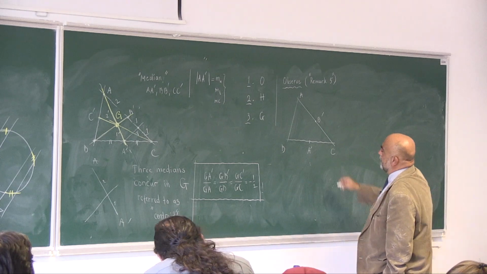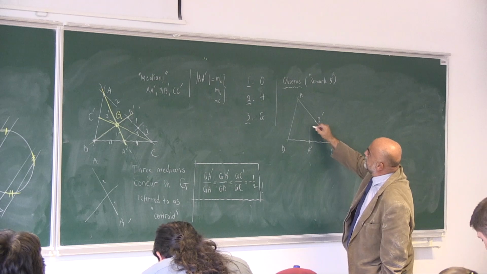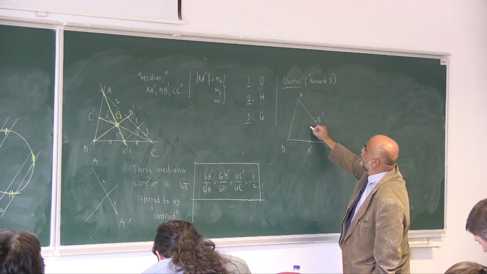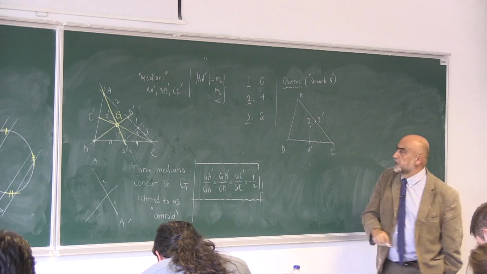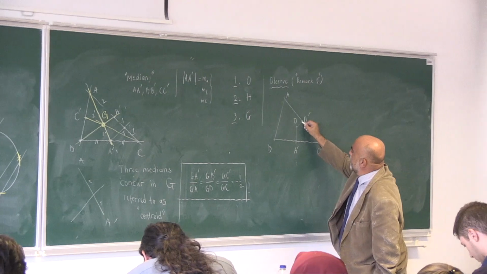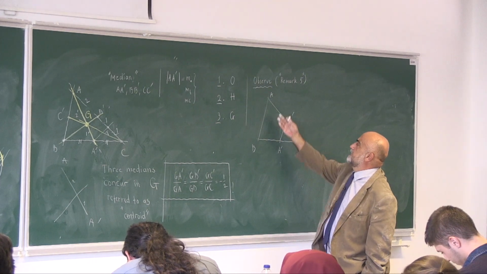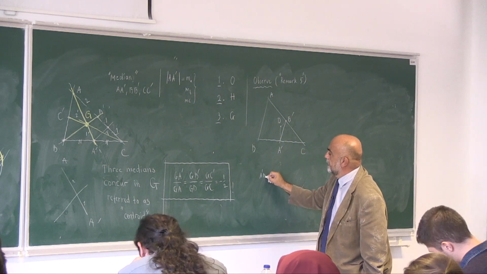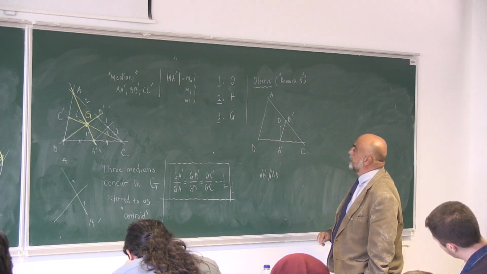Good. So if I take the perpendicular bisector at A prime, and if I take the perpendicular bisector at B prime, they intersect, of course, in what we called O, the circumcenter. And if I join A prime and B prime, I know that A prime B prime is parallel to AB. Well, that's the Theorem of Thales.